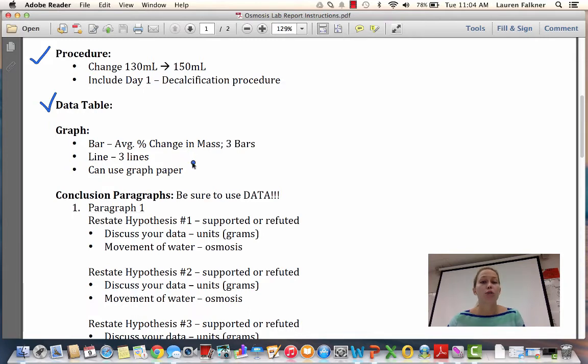You can choose to use graph paper, so if you're not comfortable doing a graph on the computer or you're not sure how to do it, you may use graph paper. Any questions, comments, or concerns? Please email me about the graph, or I can help you out during tutorial sometime later on this week. So the graph might be something that you still need to work on.